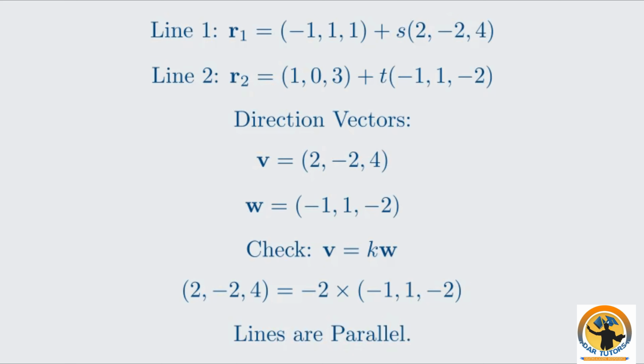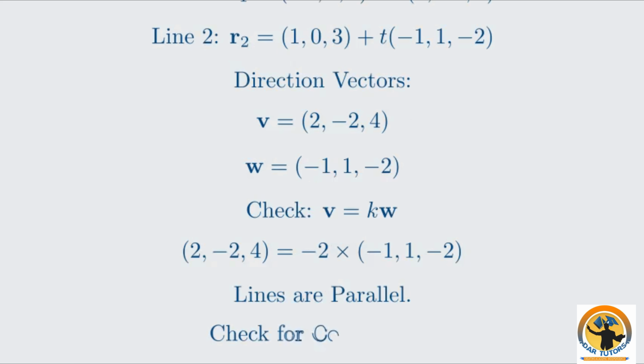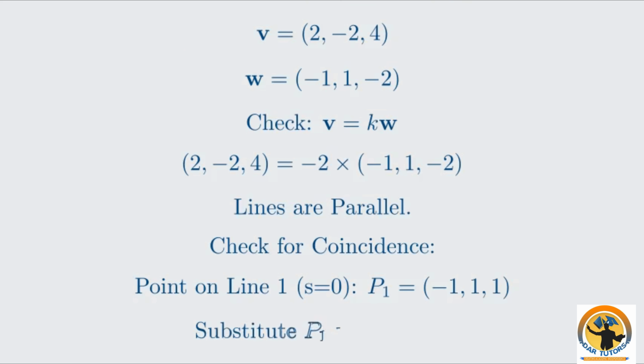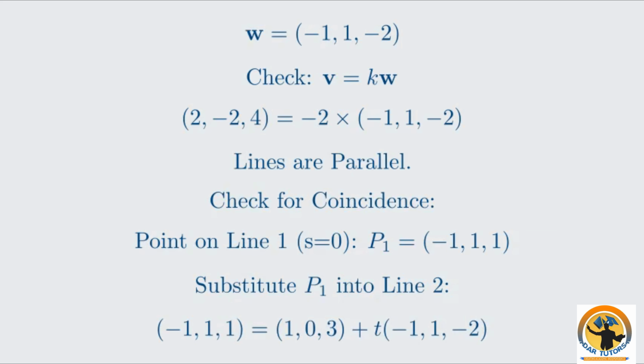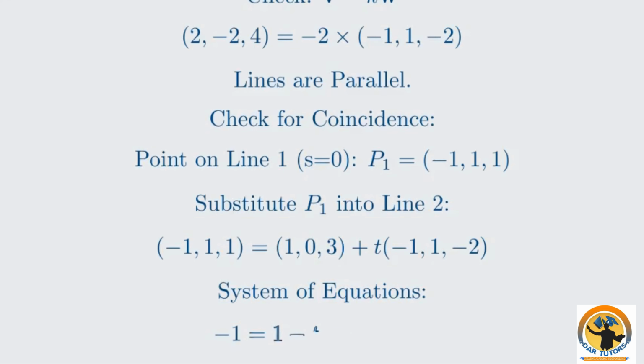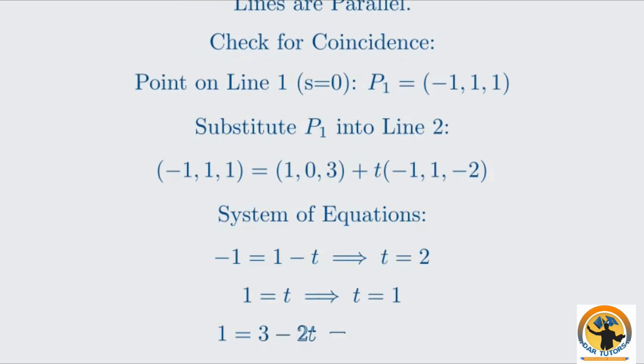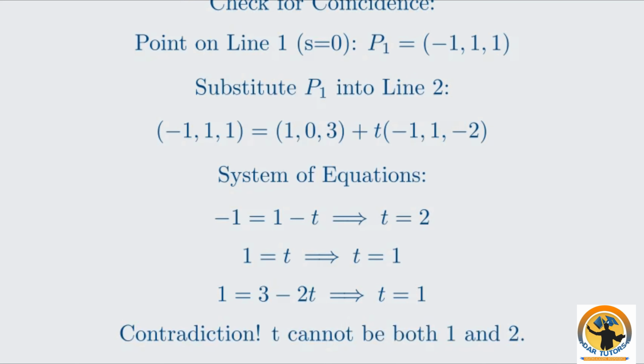Now we must check if they are coincident. We can do this by picking a point on one line and seeing if it lies on the other. Let's take the point on line 1 when the parameter s is 0. This gives us the point P1 at (minus 1, 1, 1). Now we'll substitute this point into the equation for line 2. This gives us 3 equations: minus 1 equals 1 minus t, 1 equals t, and 1 equals 3 minus 2t.